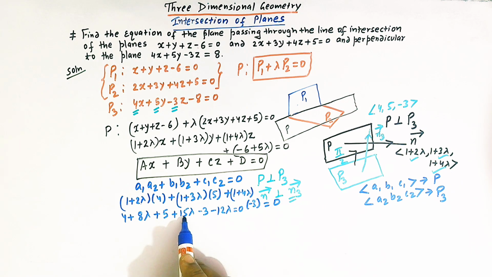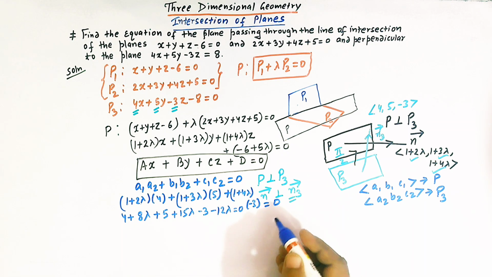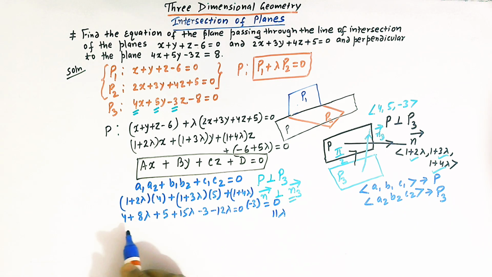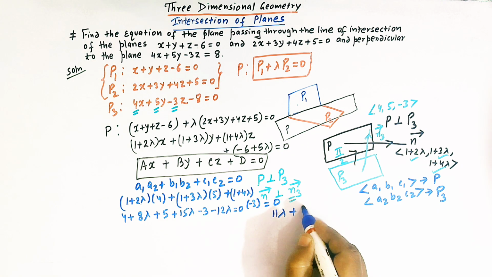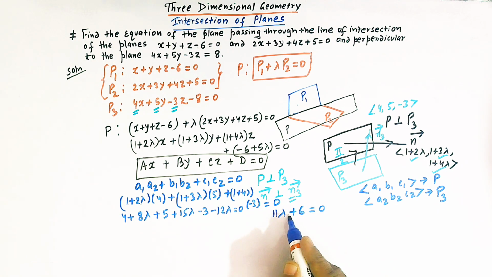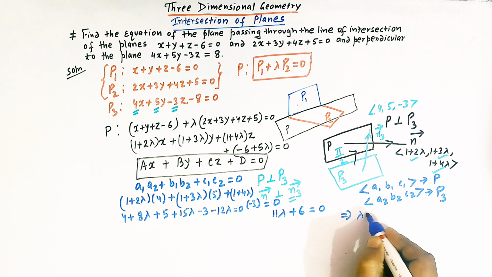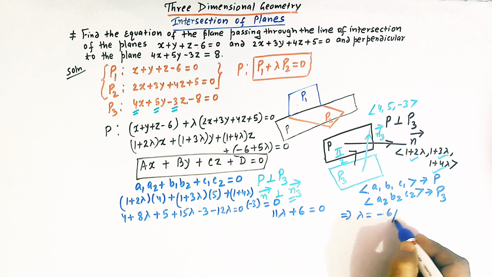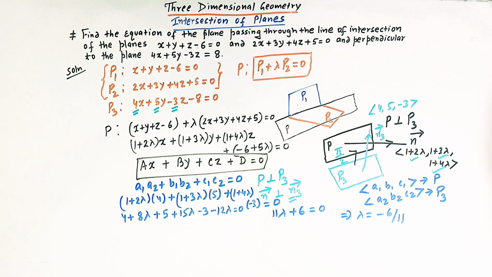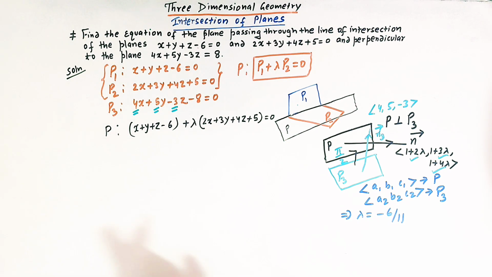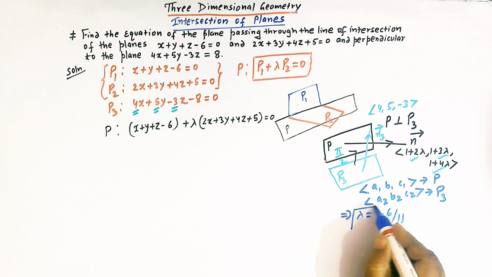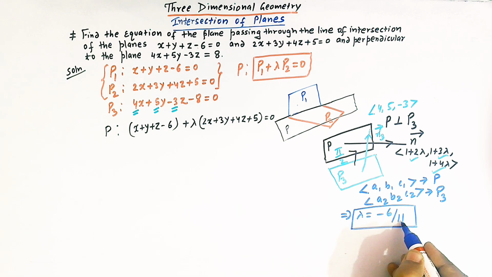So 8 plus 15 is 23. 23 minus 12 is 11 lambda, and here we have 4 plus 5 is 9, 9 minus 3 is 6. So 11 lambda plus 6 is equal to 0. So we have now lambda is equal to minus 6 over 11. So now we have obtained the value of lambda as minus 6 over 11.